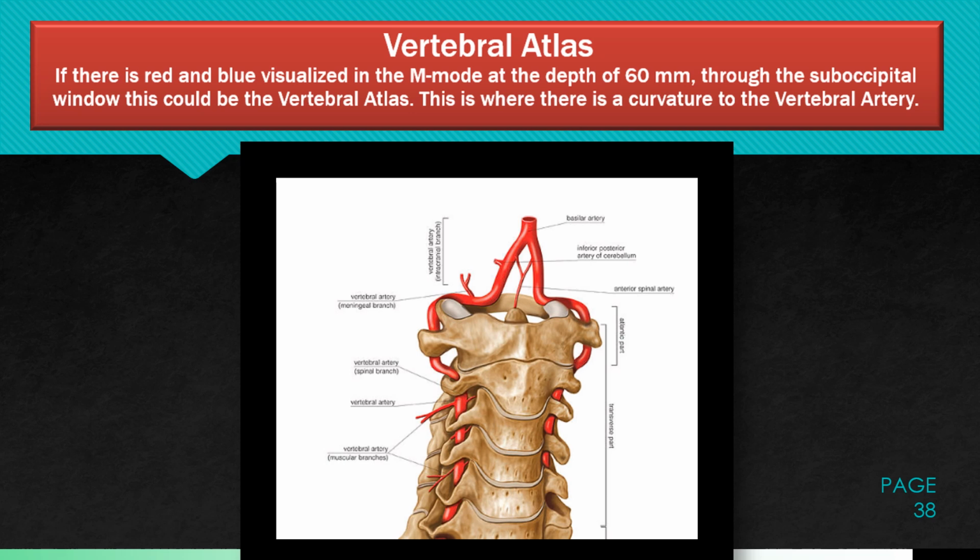And this is common because you can find the vertebral atlas. The vertebral atlas is where you see the curvature of the vertebral artery before it becomes the mid-segment and before it joins the basilar artery. So beware that there is a chance you will see red and blue at 60 millimeters with the flow still looking normal, but this is just the anatomy of the vessels.